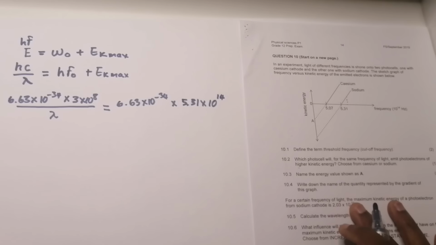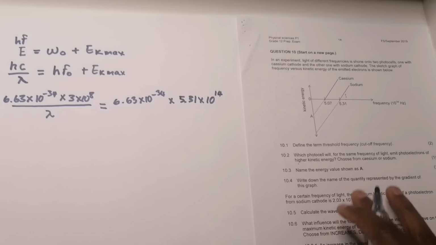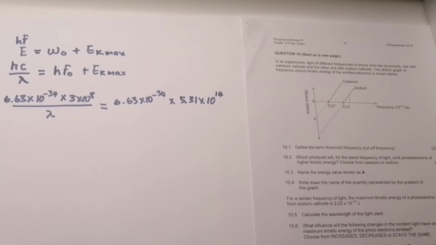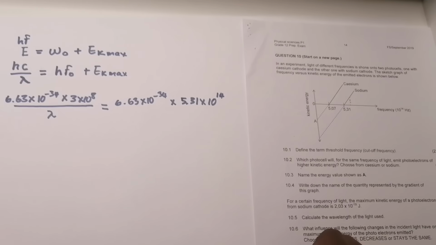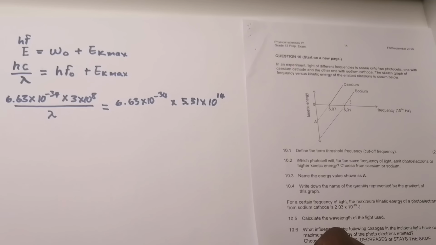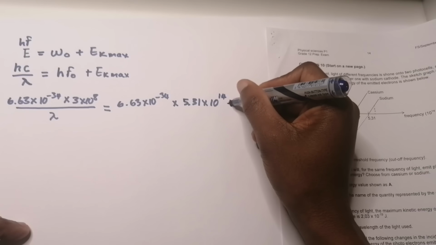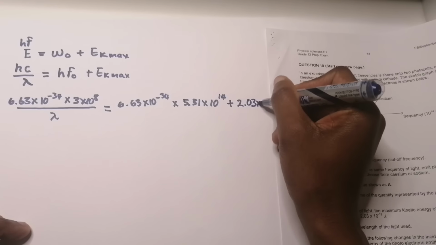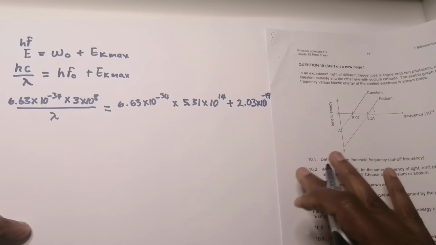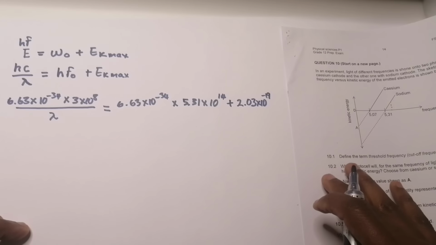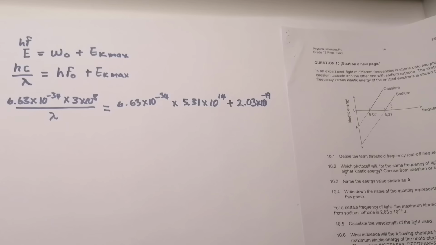So what is this going to give us? We're going to add the maximum kinetic energy to that. And remember, we're given that value as 2.03 times 10 to the power minus 19. So this is added: 2.03 times 10 to the minus 19. Now all we need to do is calculate our wavelength. This will be a bit of working out, but please, ladies and gents, we shouldn't be spending a lot of time on those calculations.